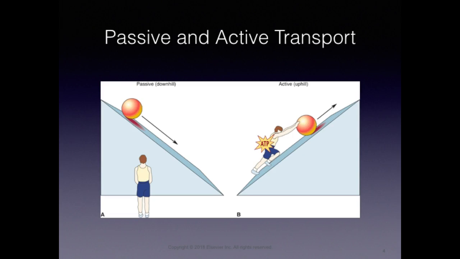Consequently, if that ball has to get up the hill, energy is required. And for energy, we call that ATP, which is a short form for a source of energy that is created within the cell by the mitochondria, and we talked about that last week.